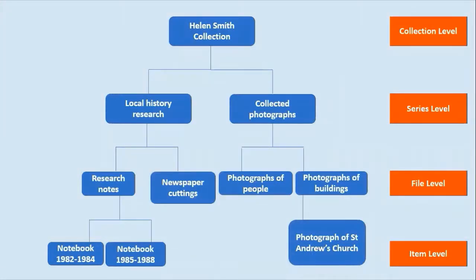Here we can see the descriptive levels mapped out against an example hierarchy. We have the Helen Smith collection. Let's say Helen Smith is a local historian who has donated her collection to you, and we'll give it the reference code HS. It has two series, local history research and collected photographs. The local history research includes research notes and newspaper cuttings. In the research notes are two notebooks, one from 1982 to 1984 and one from 1985 to 1988.